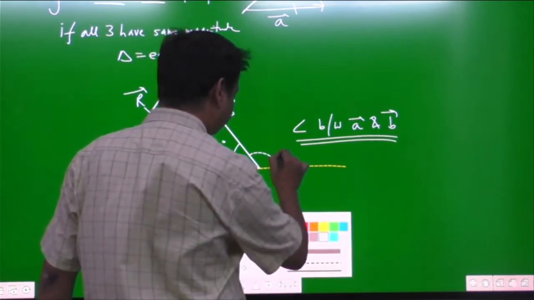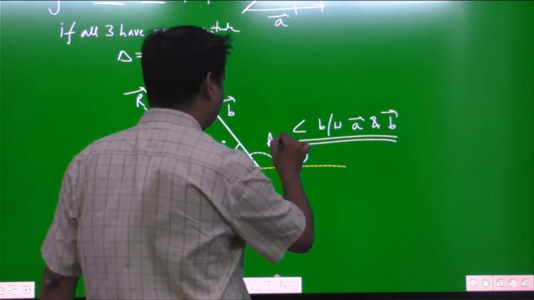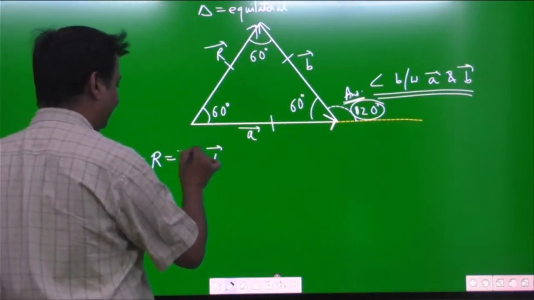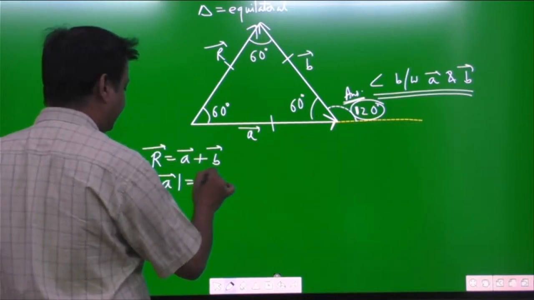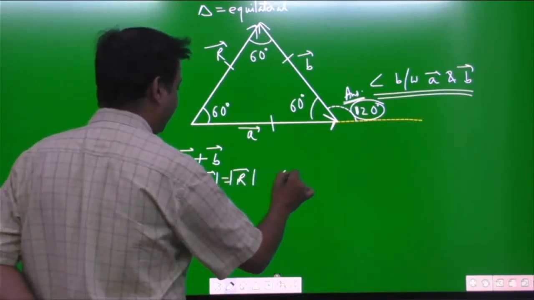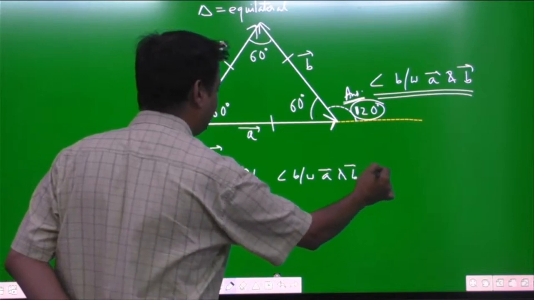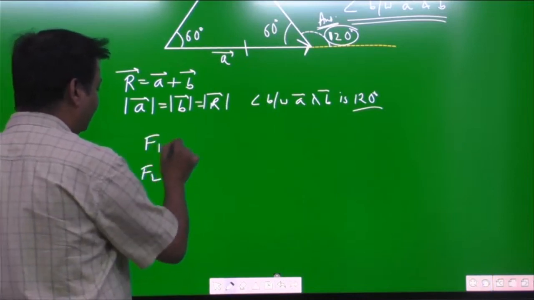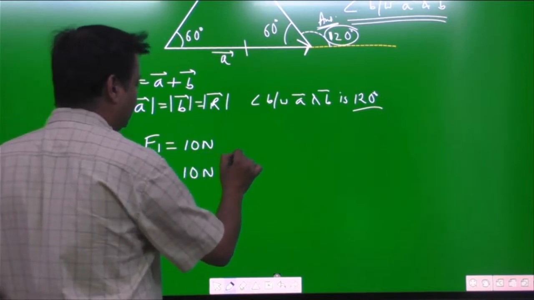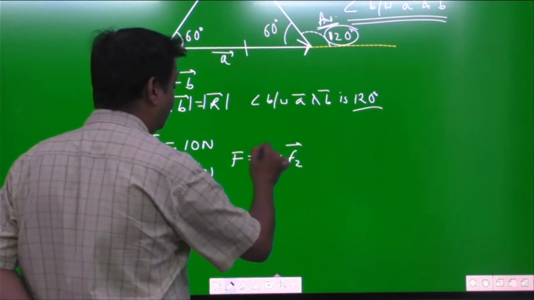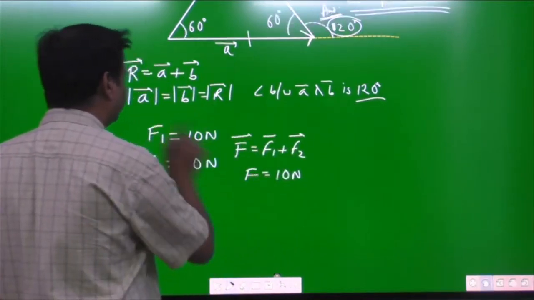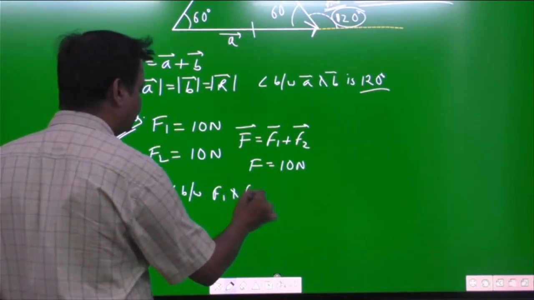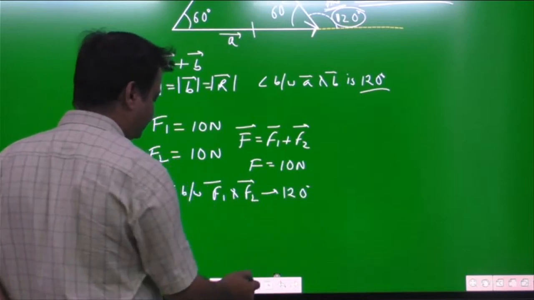Correct? This will be your answer. And you remember this thing for MCQ. If R is equal to A plus B, and A has the same magnitude as B, which has the same magnitude as R, then the angle between A and B is 120 degree. So suppose I say there are two forces F1 and F2, and both have a magnitude of 10 Newton and the resultant also has a magnitude of 10 Newton. Suppose this is your MCQ and you don't want to waste any time. So what will be the angle between F1 and F2? You remember this thing, this will be 120 degree, okay?